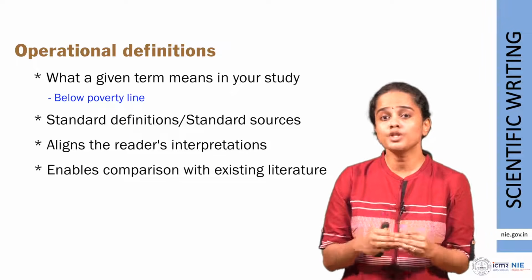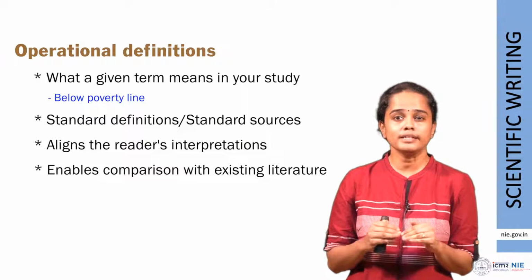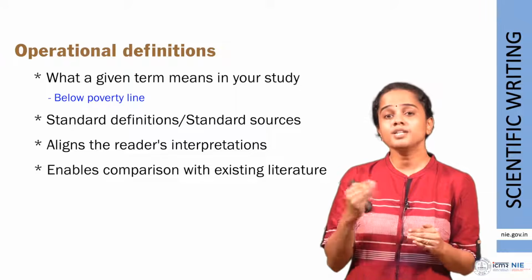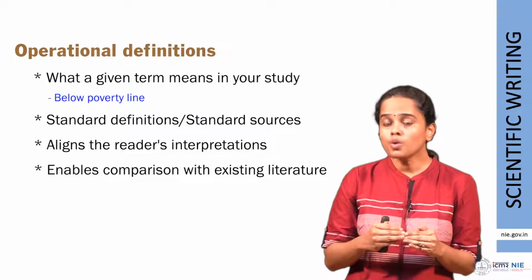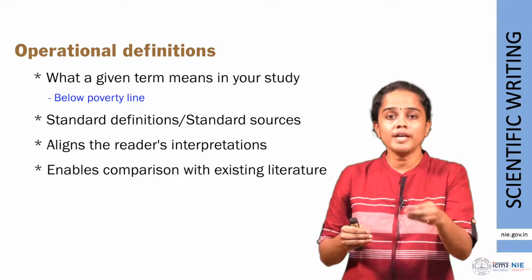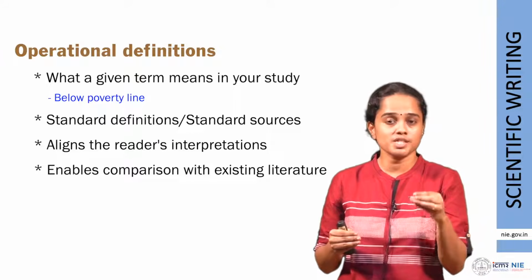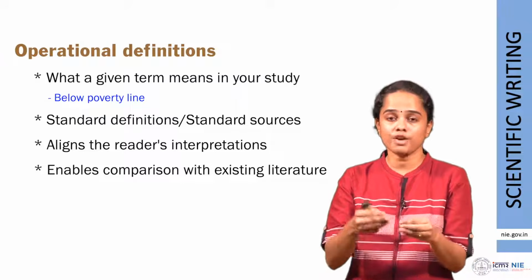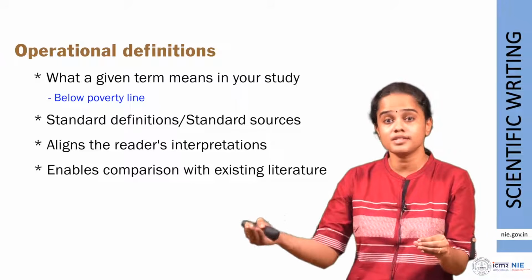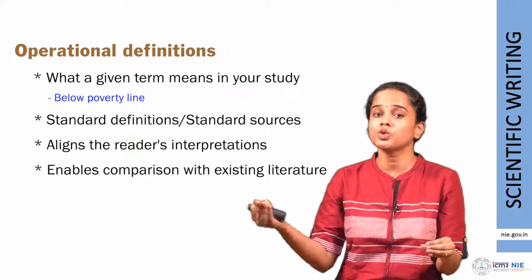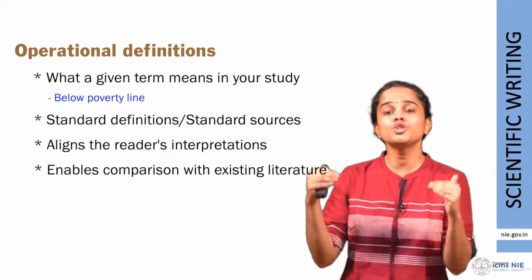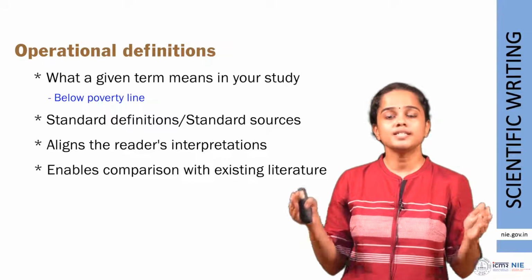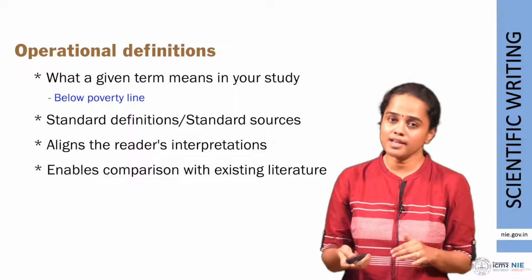The other reason why you need to state your operational definitions clearly is that it enables comparison with existing literature. The moment I have defined this, you know whether or not you can compare my proportion of BPL patients in my study with another study. You needn't be alarmed if I say 20% and another study says 5% people live below the poverty line. You need to look at the operational definitions that were used in both the studies to know the reason for this disparity in the estimates.